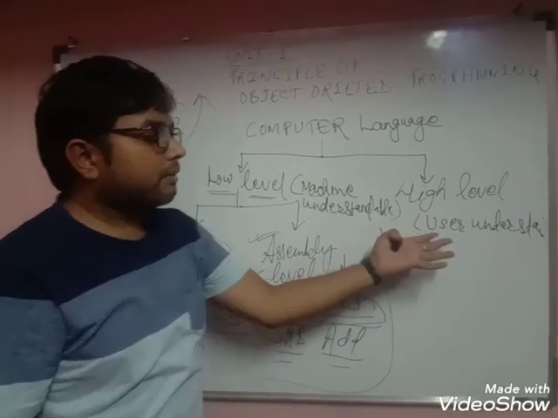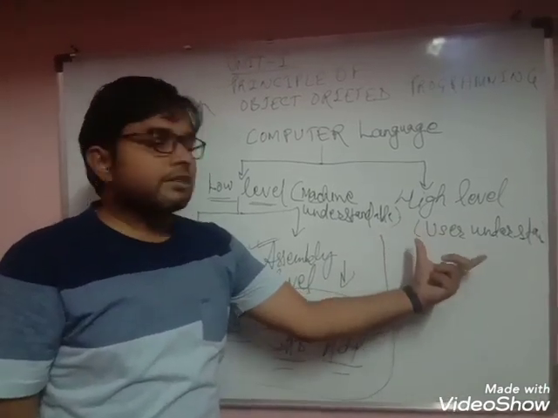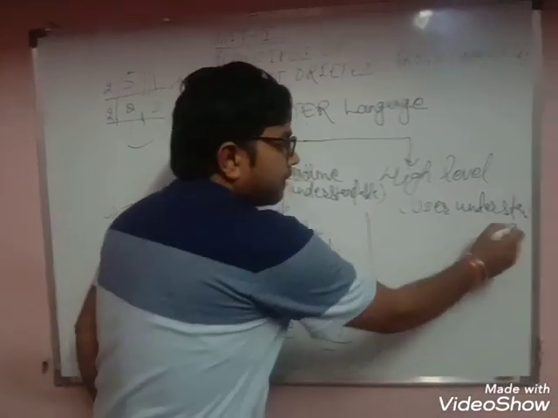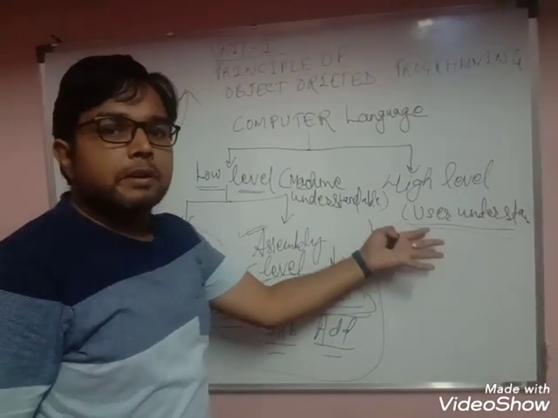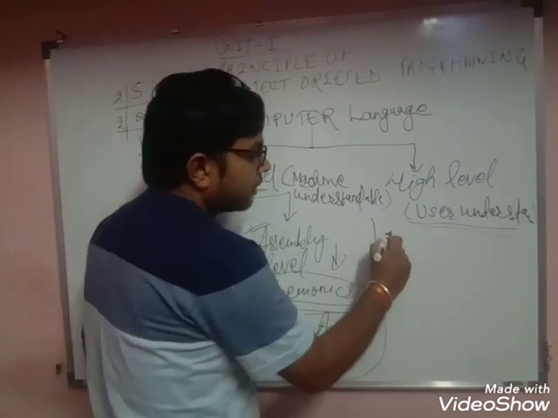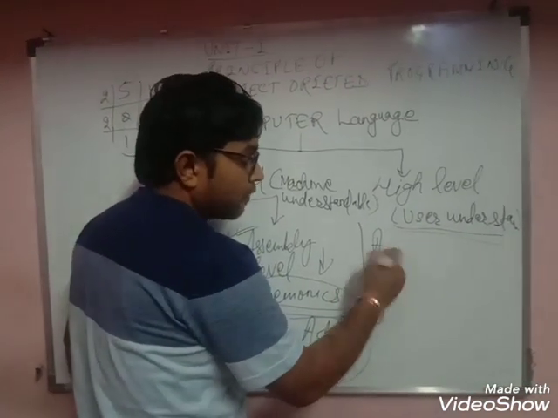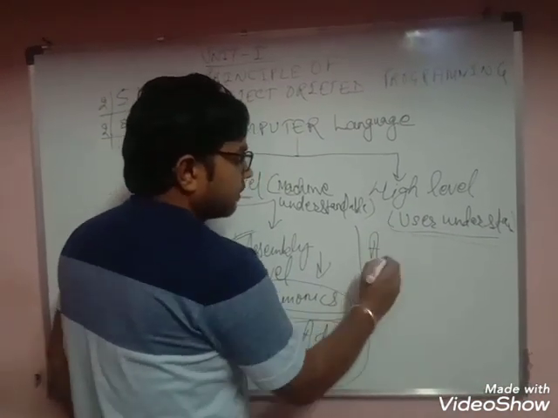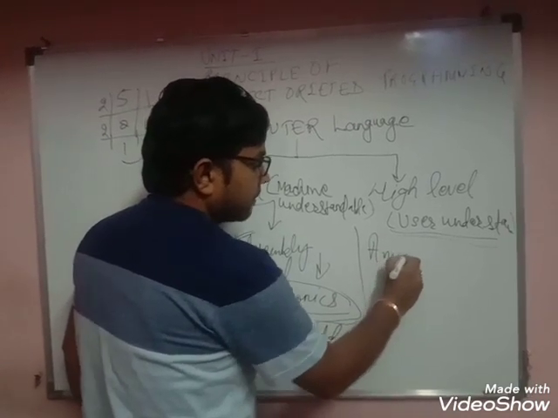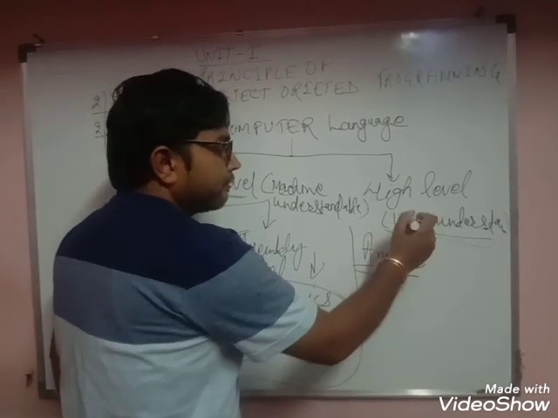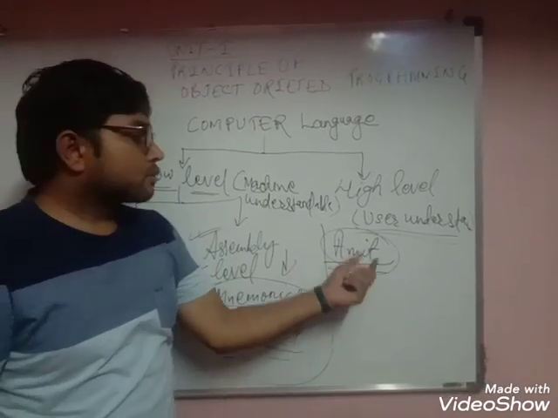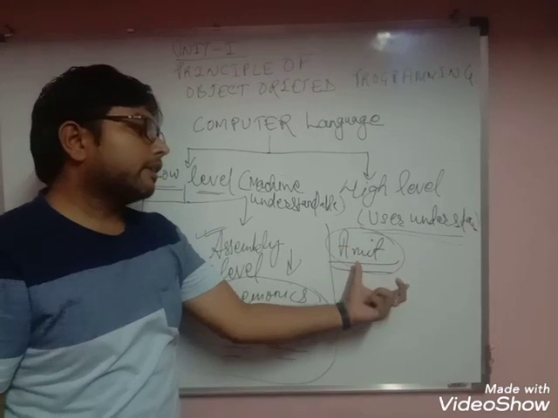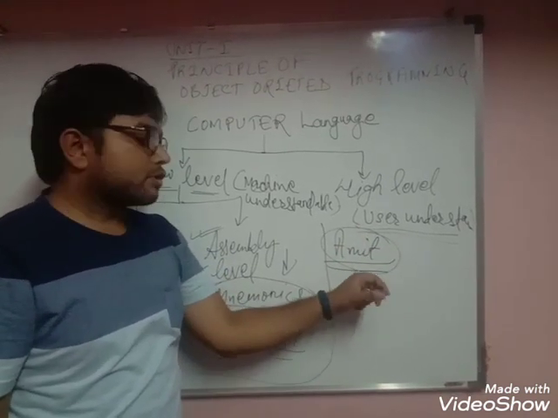Now we come to high level language. The heading of high level language is user understandable, meaning this level is directly understandable by the user. The user can write anything in English. For example, my name, you can write with English alphabets, with English letters also. So in high level language you can write anything in your own language. Okay.